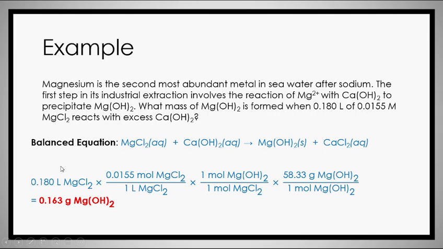So write it all out. Make sure everything cancels the way you need it to. We have volume in liters. Put volume in liters on the bottom. We have moles of magnesium chloride into moles of magnesium hydroxide. Make sure moles cancel out. We're at moles of magnesium hydroxide. Using the molar mass, we can go from moles of magnesium hydroxide, put moles on the bottom and cancel out. We're left with grams of magnesium hydroxide.